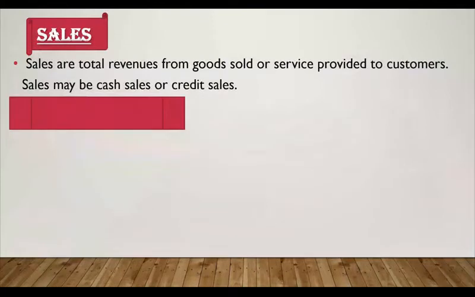Sales are the total revenues from the goods sold or the services provided to the customers. Sales may be cash sales and credit sales as well. These goods may be the purchased goods which are there for resale, or manufactured by the enterprise. So the term sales includes both cash as well as credit sales. When goods are sold for cash, it is termed cash sales, and when goods are sold on credit, it is termed credit sales.